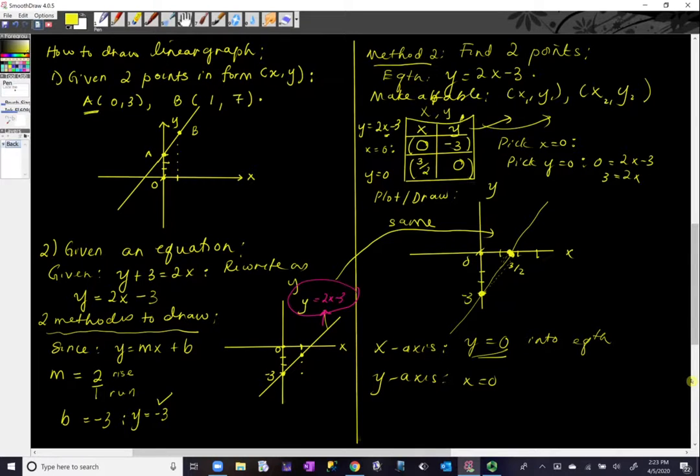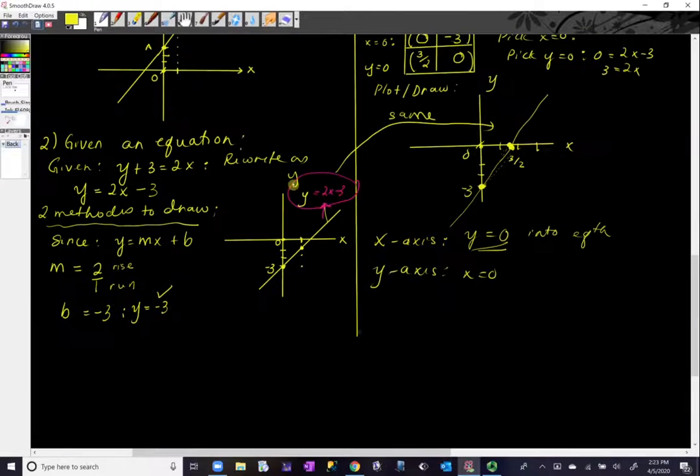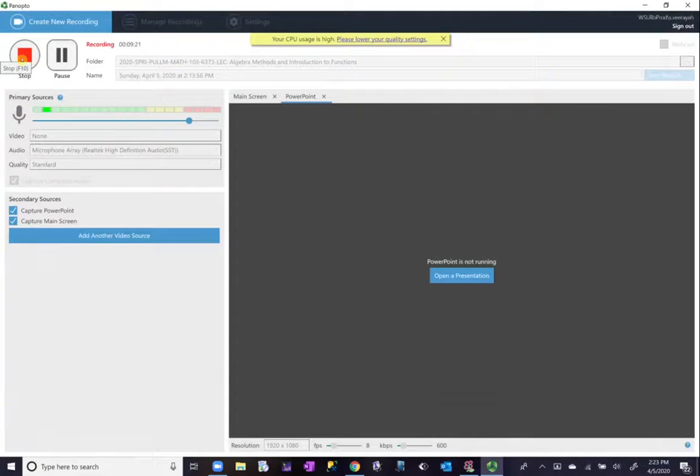And finally, we are going to do how to find 2 lines that are parallel and perpendicular, and that will be in your next lecture. Sorry, next video.